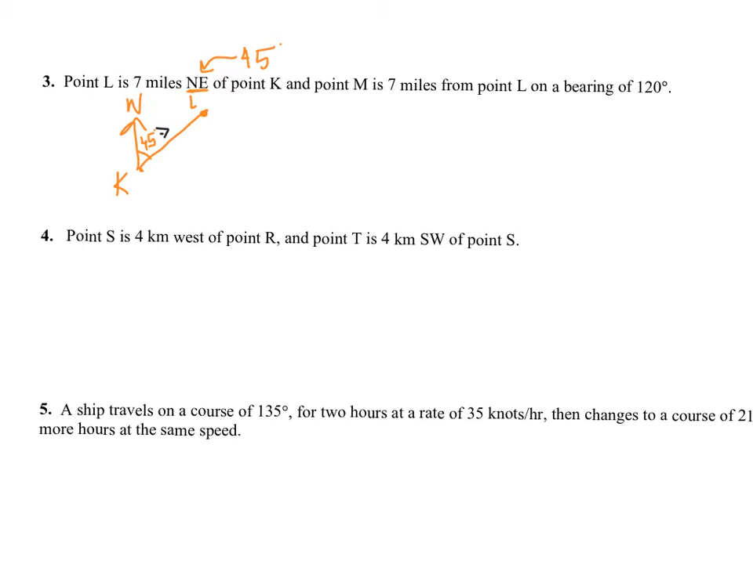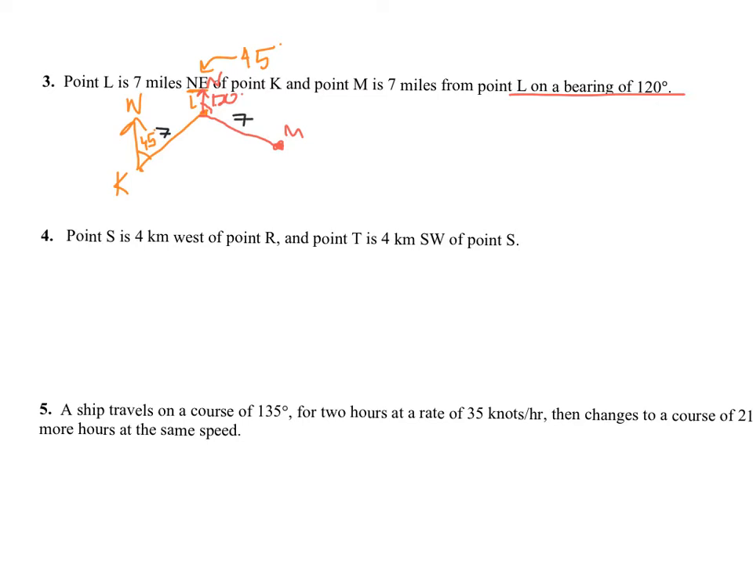Then it says point M is 7 miles from point L, but on a bearing of 120 degrees. So now from L, I'm going to draw a north. And now we have to rotate 120 degrees. That's going to be just beyond a right angle. So somewhere kind of maybe over in that direction to point M. That would be 120 degrees. And that side length is also 7.